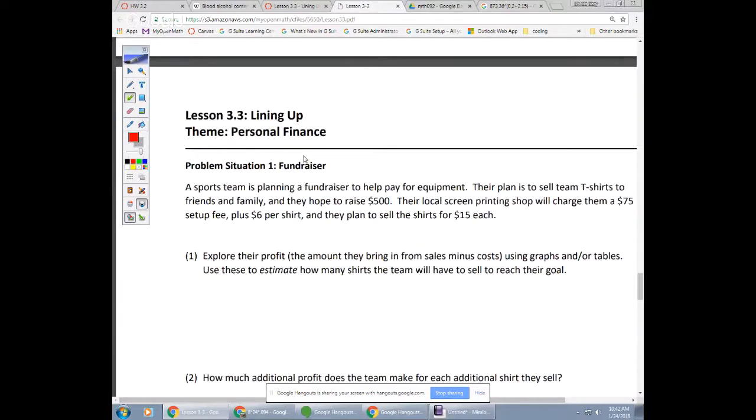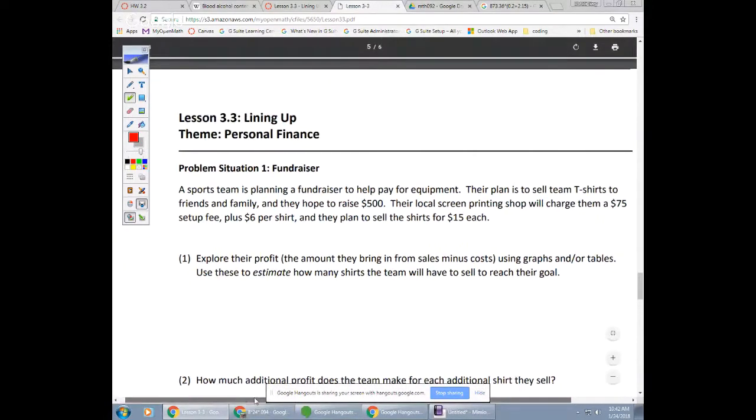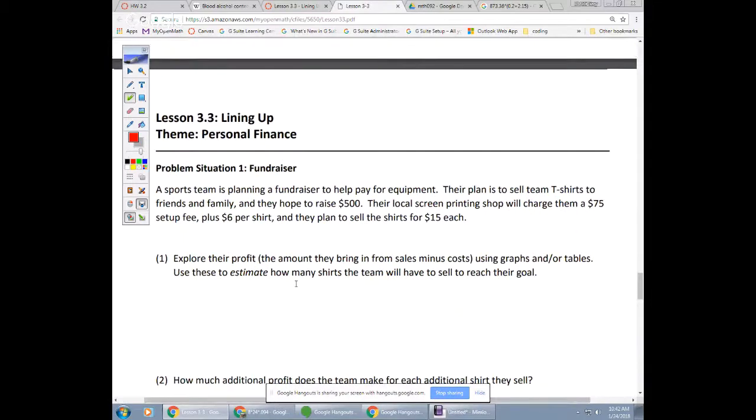Okay, so here's what we're going to take a look at next. So this is on page 5. A sports team is planning a fundraiser to help pay for equipment. They plan to sell team T-shirts. They hope to raise $500. When they go to the local screen printing shop to get the T-shirts, there's a $75 setup fee, and then it's going to cost them $6 a shirt. Okay. So if they had 100 shirts made, that's going to be 6 times 100, which is $600, plus 75 is going to cost them $675 to get 100 t-shirts made. However, they're selling for 15 bucks.